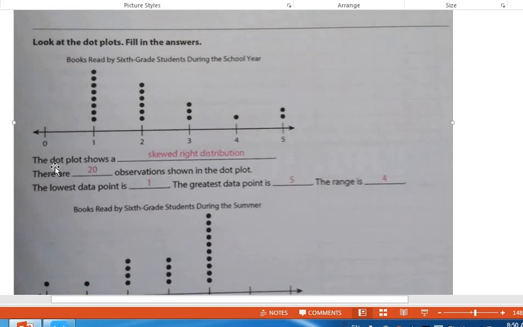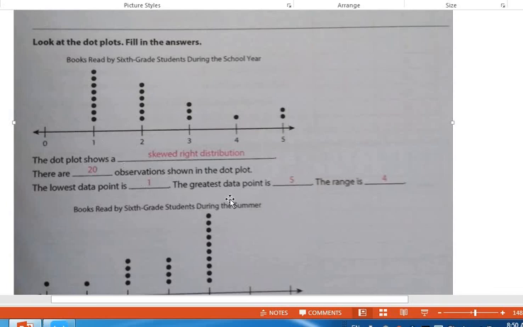The dot plot shows a skewed right distribution. So how many observations are there? You just count all the dots here, it will give you 20. The lowest data point is 1. Excellent. The greatest data point is 5.